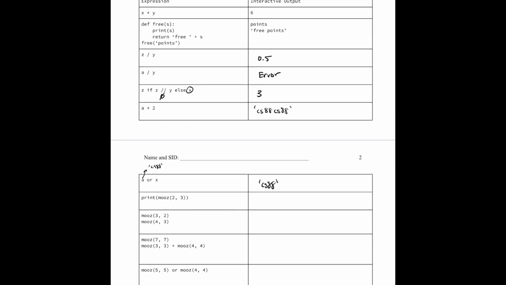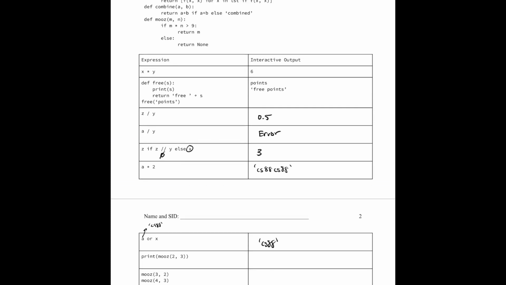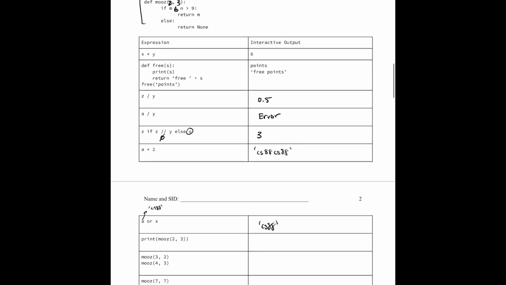Next, we're doing print moves23. So moves23 is up here. So we see in moves23 we're given an m and an n. So in our case, it's going to be a 2 and a 3. So now we're going to do if m times n, which is 6, is greater than 9, which is not. So we're going to go to the else. So now we're just going to return none.